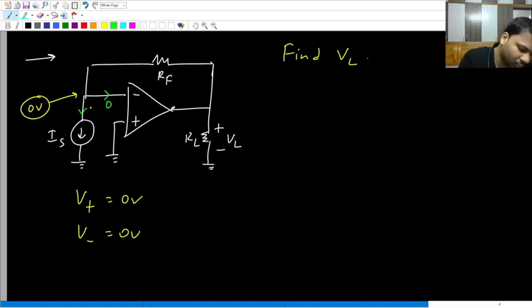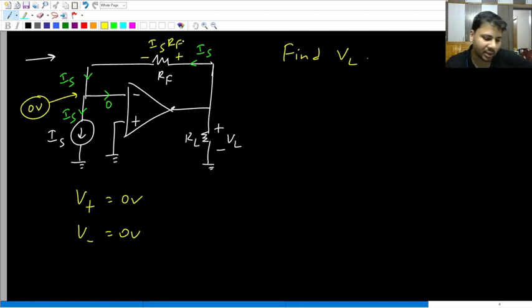Now for an ideal op amp, the input current is what? 0. What is this current? IS. So from KCL, even this current is also IS. So what is this current? Also IS. Now if you look at this RF, the current through RF is flowing from right to left. So the right side will be plus, the left side will be minus, and the value of the drop will be the current multiplied with resistance, IS times RF.